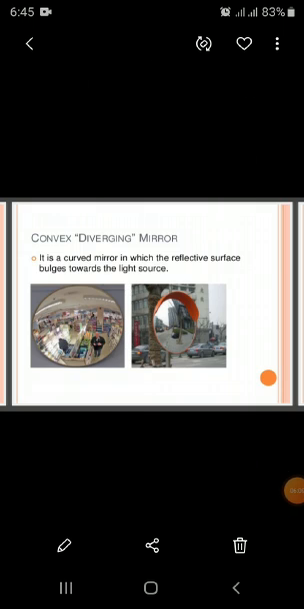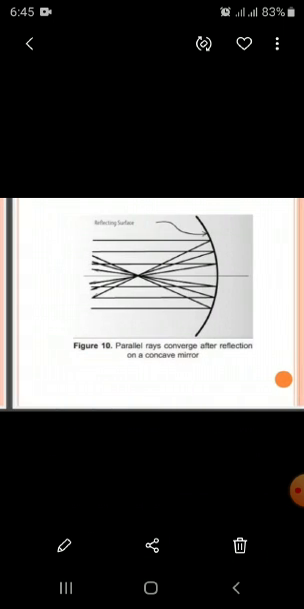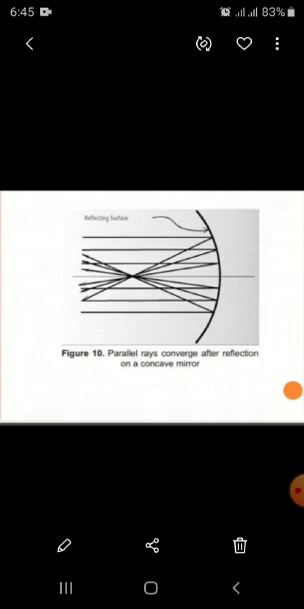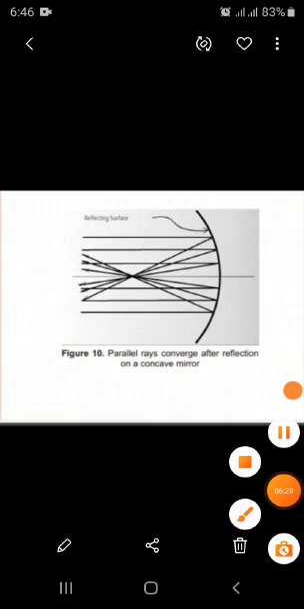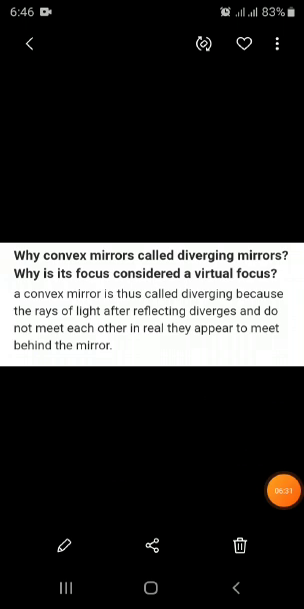What is a convex mirror? Convex mirrors are those mirrors which curve outward with the shiny surface on the outside, and they are also called diverging mirrors because they make the reflected light rays spread out or diverge. So that's why we call it the diverging mirror. In the convex mirror, when the rays of light after reflecting diverge and do not meet each other in real, they appear to meet behind the mirror.